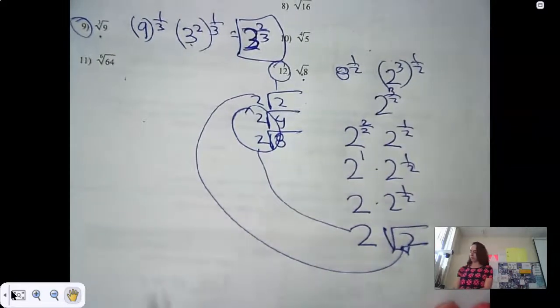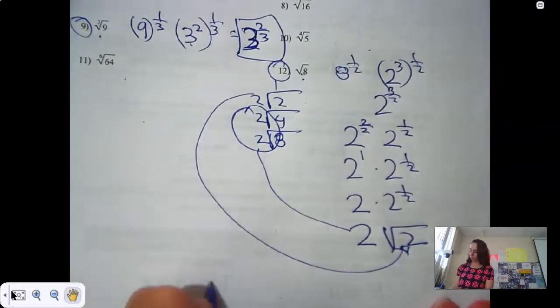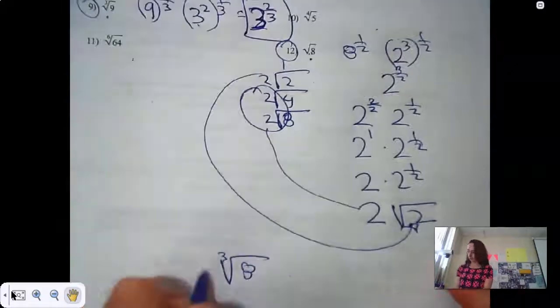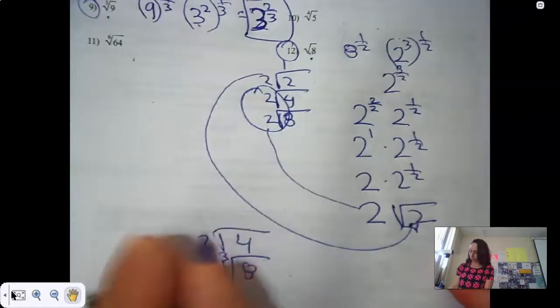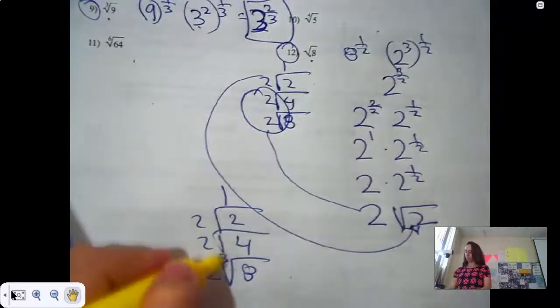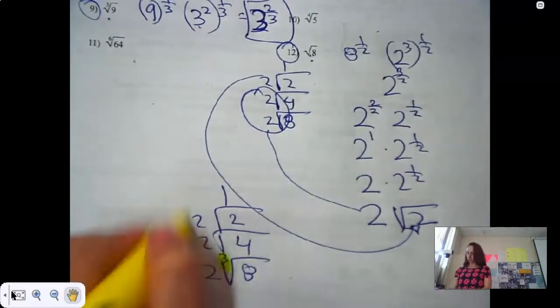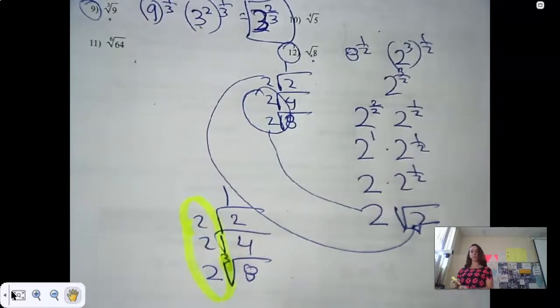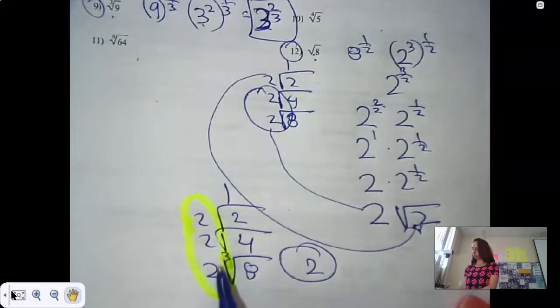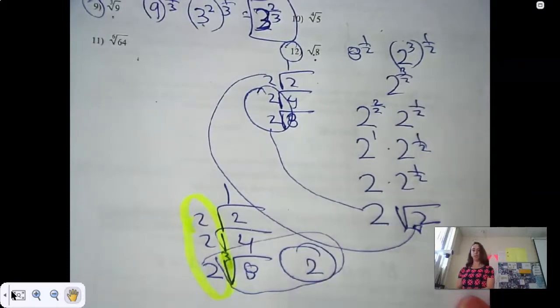Okay? Now, some of you go, well, what if I had to do the cube root of 8? I just want to show you this. Could I still birthday cake it? Yes, I could. 2, 4, 2, 2, 2, 1. This time, though, instead of circling doubles, I circle triples. So the answer would be 2. And that's true. The cube root of 8 is 2. Let me do one more.